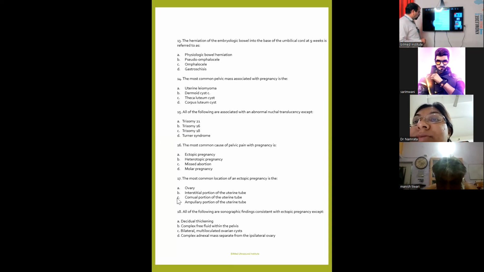18th question. All of the following are sonographic findings consistent with ectopic pregnancy, except. This is the last question. For 18th, is it A, decidual thickness, B, complex free fluid within pelvis, C, bilateral multilocular ovarian cyst, D, complex adnexal mass separate from ipsilateral ovary? Question number 18th, A, B, C, or D?